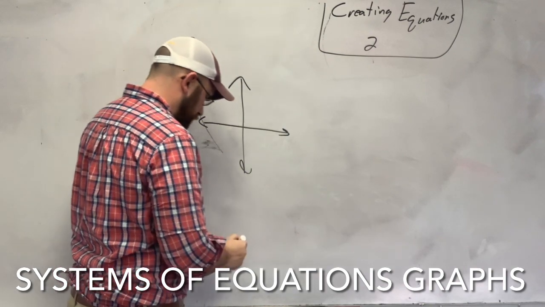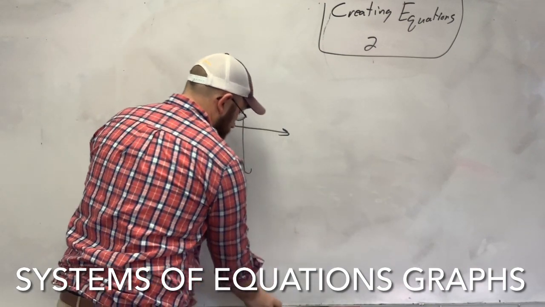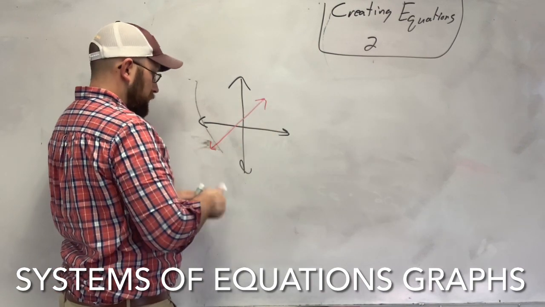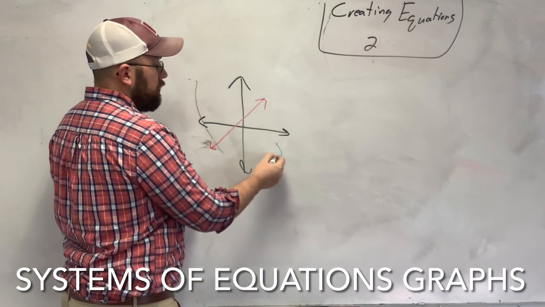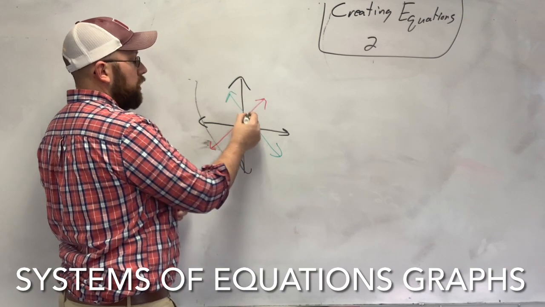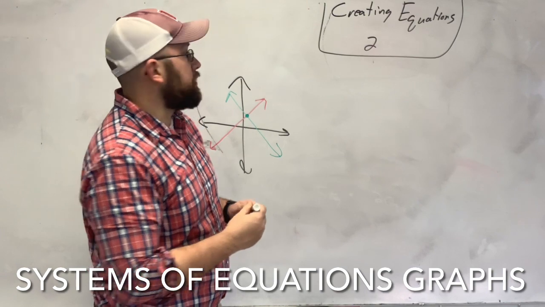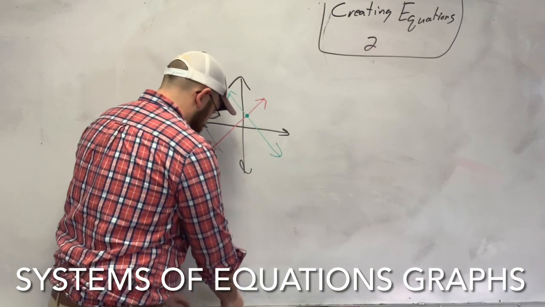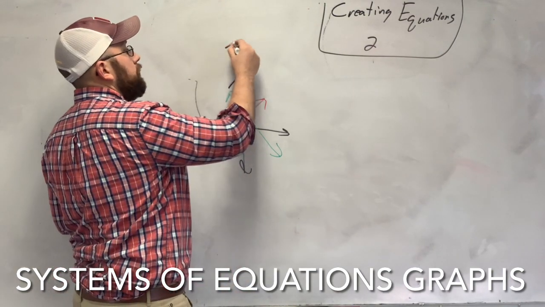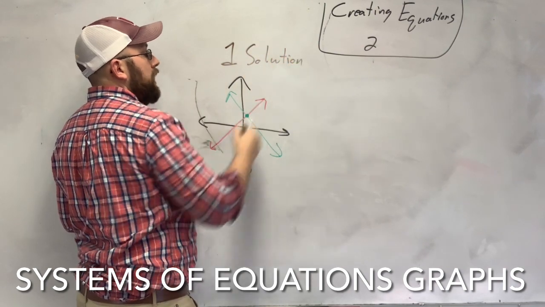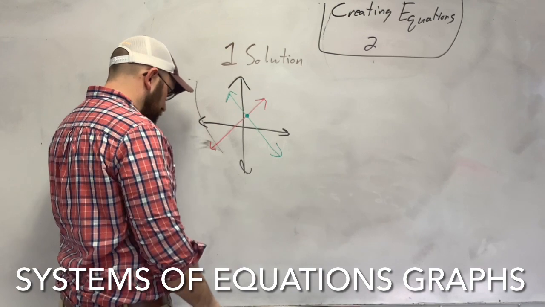Let me do a different color so it looks better. So, two linear functions that cross at one point. The point that they cross is the answer. This is called one solution. When you have one solution, the lines only cross at one point.